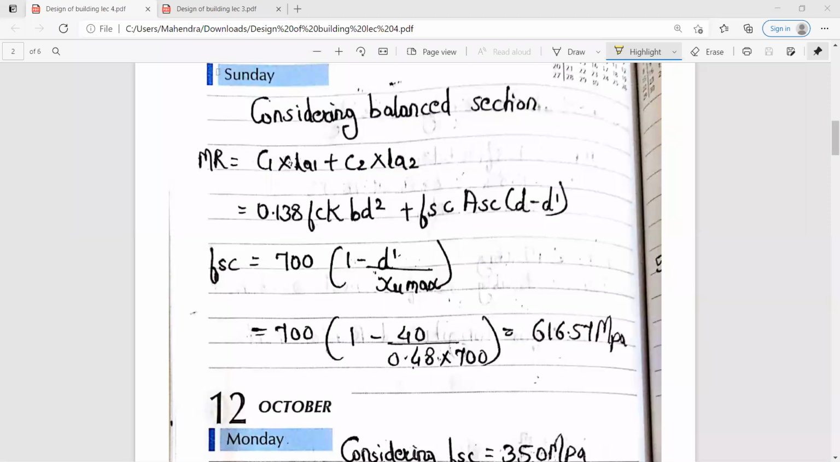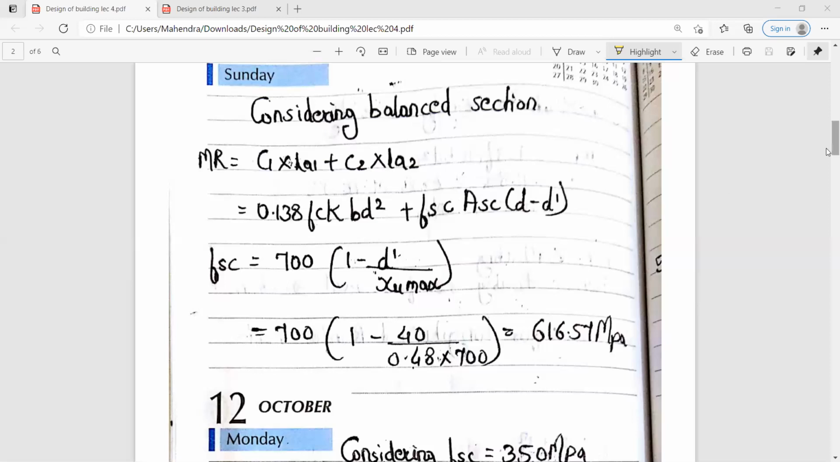For calculation of FSC, again you have the formula, that is 700 into 1 minus D dash by XU max. Now again, to calculate XU max you have the formula, that is 0.48 into D. So what effective depth did you get? Effective depth you had got is 700. So just substitute the value of D, and D dash is your 40. Just now you mentioned in your diagram D dash is 40. So substitute the values of D dash and D, that is 40 and 700. So you will get the FSC, that is 616.57 megapascal.